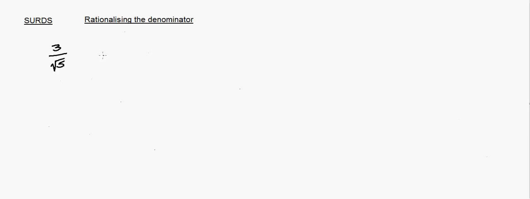So, rationalising the denominator. Okay, first off, the denominator is the bottom half of the fraction. The top is the numerator, the bottom, you should know, is the denominator. Rationalising means that they want a rational number. This is a whole number. They don't want to see a root on the bottom. So we've got to convert this somehow so that this now becomes a whole number or disappears altogether.